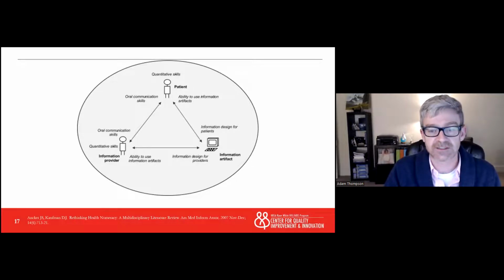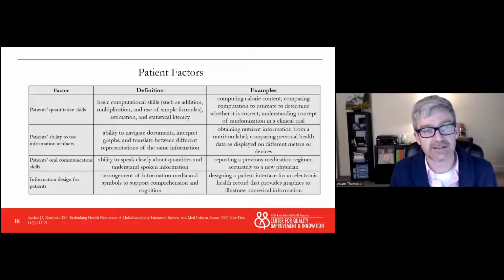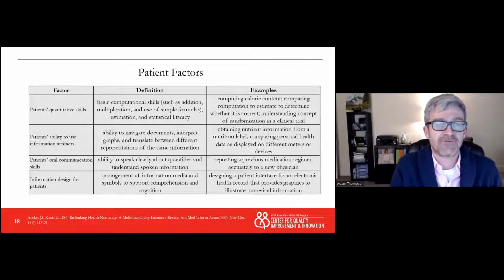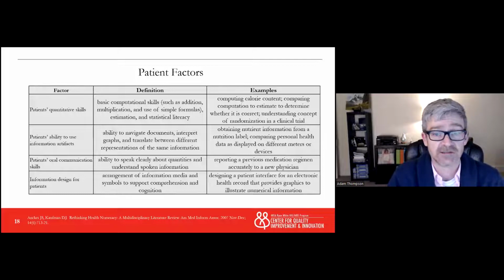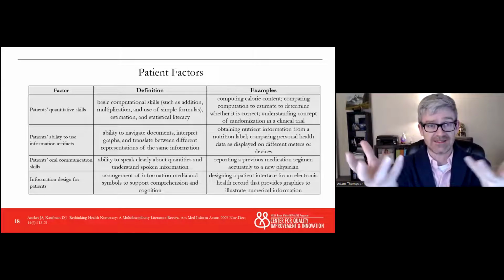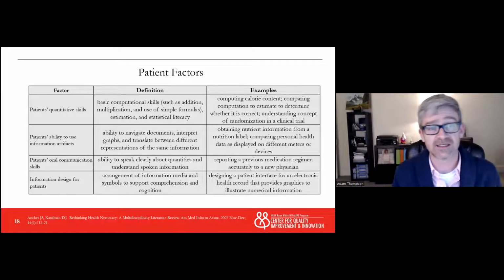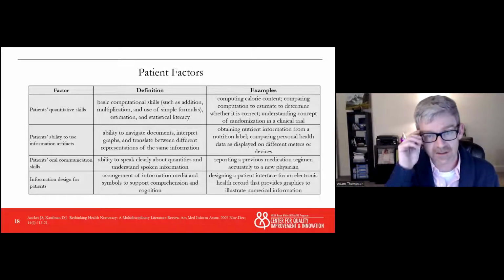So let's take a look specifically now at the patient factors. When thinking about a patient's ability to use quantitative information, the first factor relates to the patient's quantitative skills. The definition of this is just basic computation skills. Can a person successfully complete addition and multiplication and use a simple formula? This also includes things like estimation, right? So if somebody gives you two things and says, is this half of this? Can you estimate what that looks like? As well as statistical literacy, being able to understand percentages and risk in relation to something.